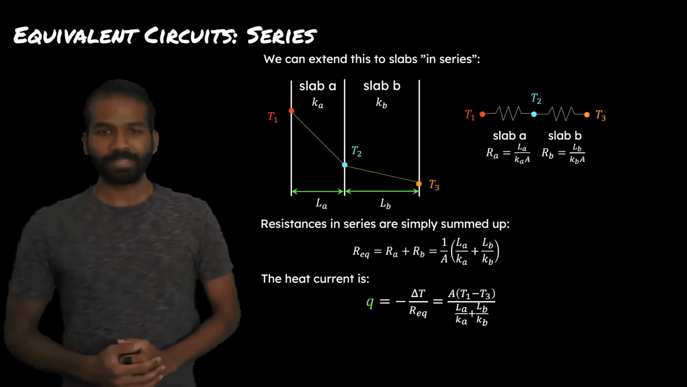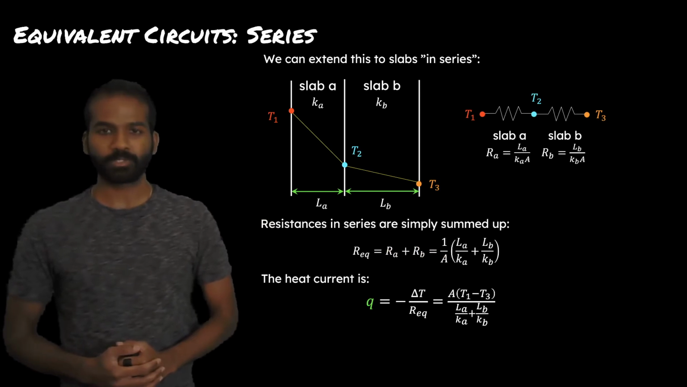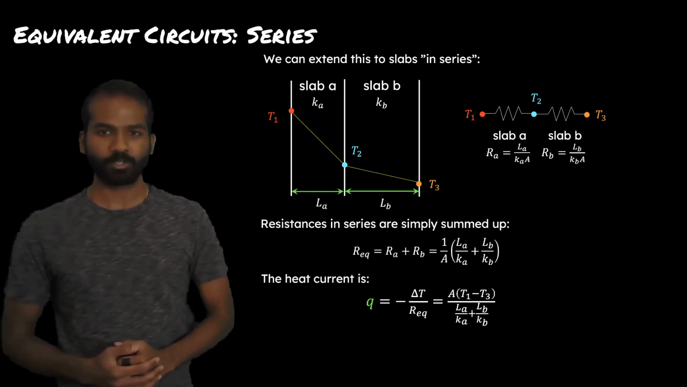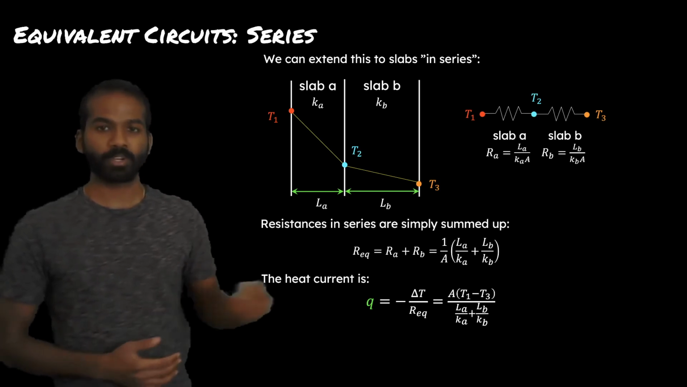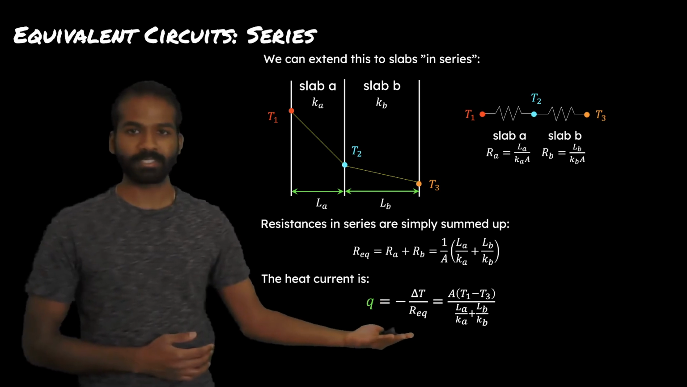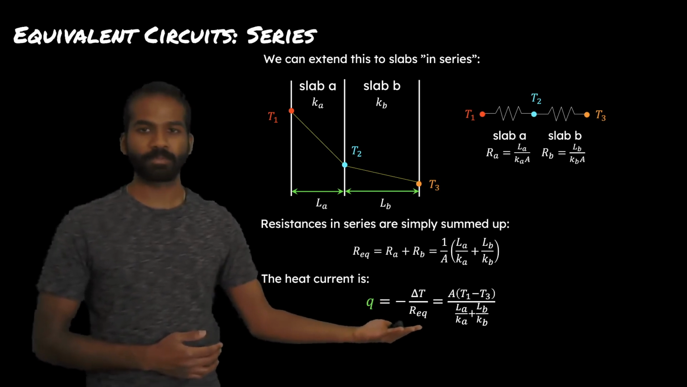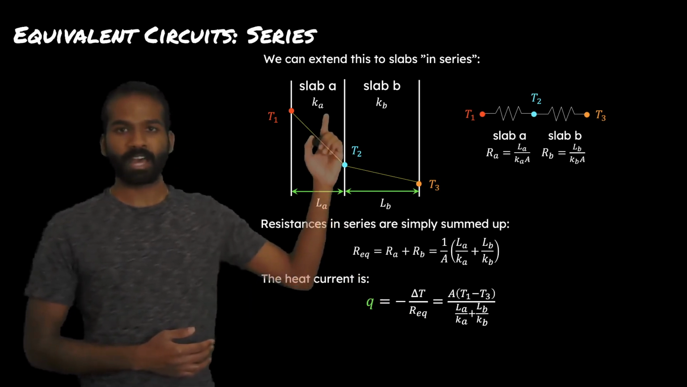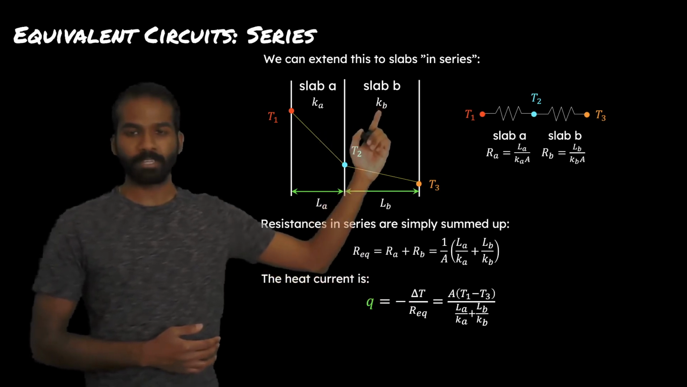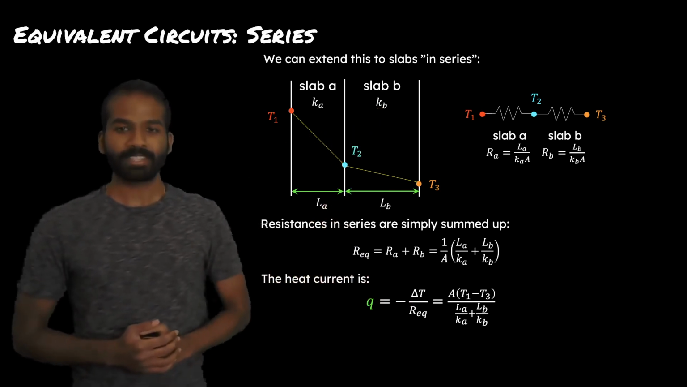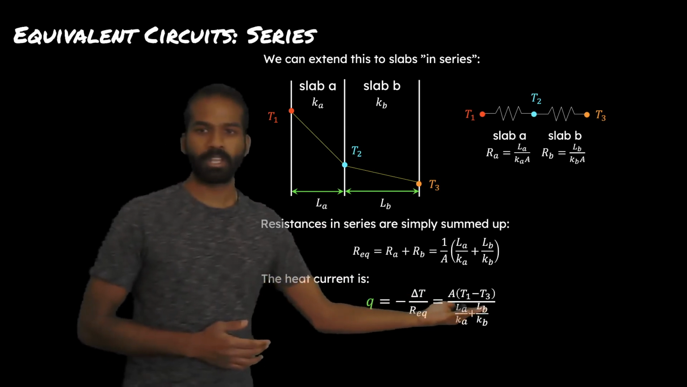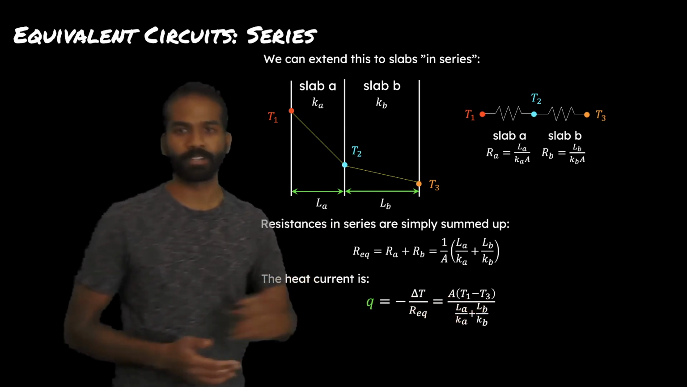The heat current then is given by the expression that we introduced just a moment ago, that the heat current equals negative of a temperature difference over the resistance. And because we're now going to plug in the equivalent resistance, a resistance which describes the entire system, slab A and slab B, this then means that the temperature difference that we plug in here must be T1 minus T3 over here.